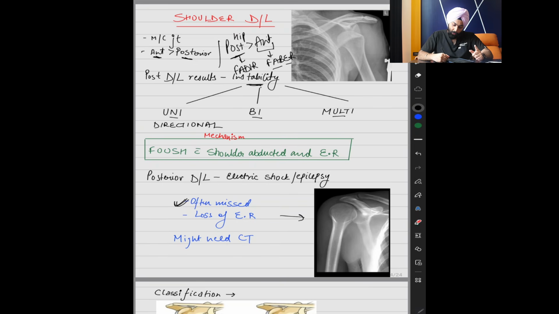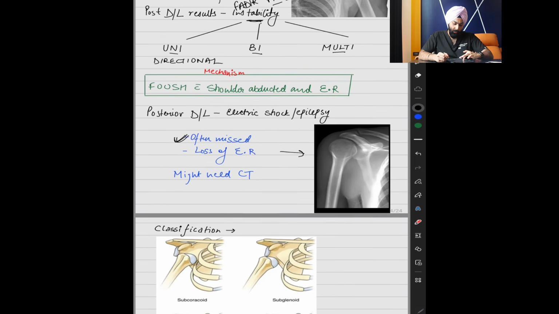But if you look closely, we have this characteristic light bulb sign present here. Okay, but it can be routinely missed in just plain X-ray films, and we might need to get a CT scan. There is also loss of external rotation in a posterior shoulder dislocation.